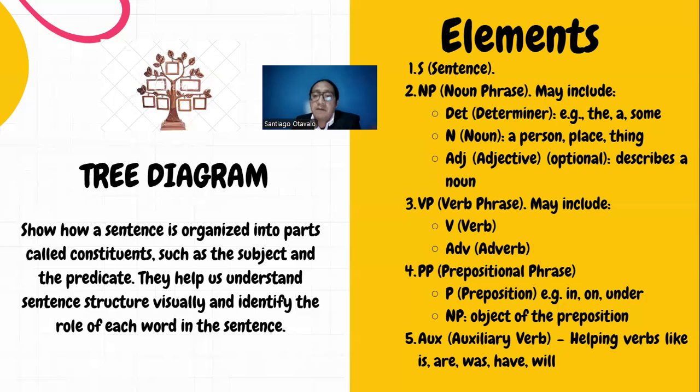The verb phrase is focused on the verb and may include the verb, which is represented by the letter V, and the adverb, represented by the letters ADV. The prepositional phrase may include prepositions, for example, in, on, or under. And the noun phrase is the object of the preposition in this case. And finally, the auxiliary verb helps verbs like is, are, was, have, or will.